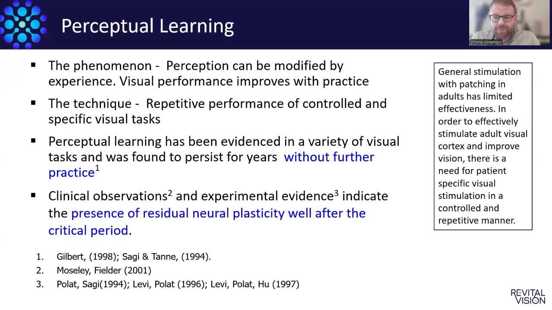However, general stimulation with patching in adults has very limited effectiveness. In order to effectively stimulate an adult visual cortex and improve the vision, there's the need for patient-specific visual stimulation, conducted in a controlled and repetitive manner using perceptual learning technique.